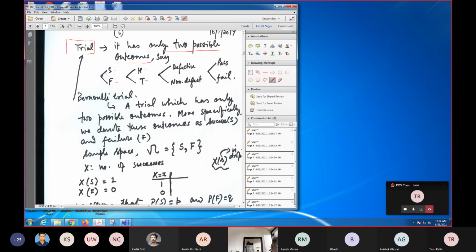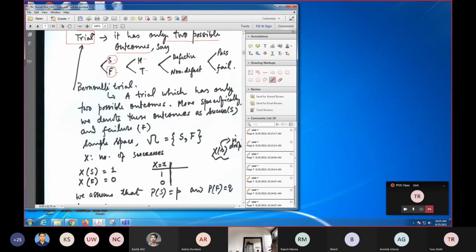And usually it is represented by success S and failure F. Success could be getting a defective item. Failure could be getting a non-defective item. Success in hitting a bird with some pistol. So success means whatever way you want, you can define. So this particular trial, which has only 2 possible outcomes, is known as the Bernoulli trial.